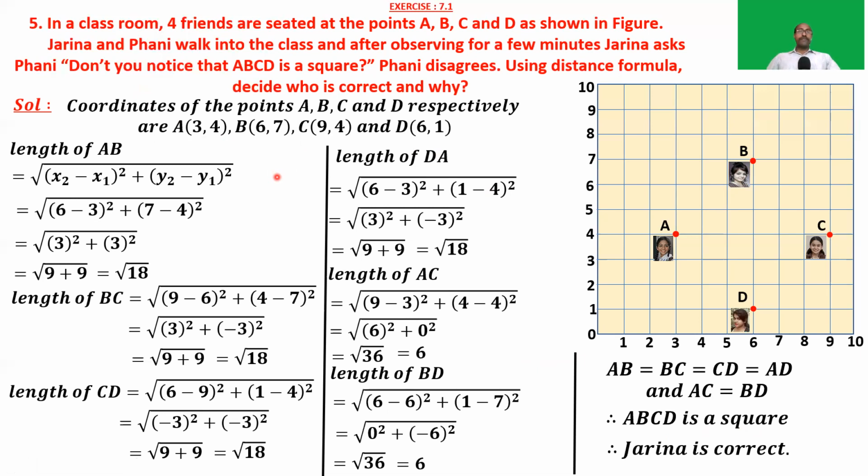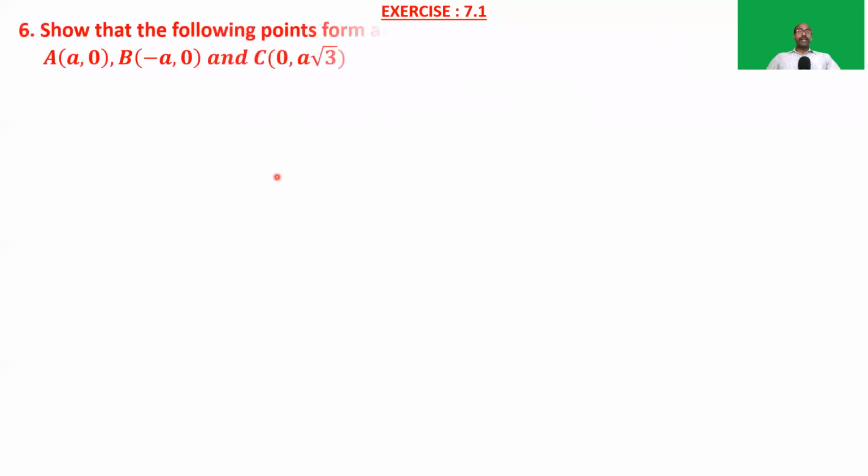So next problem. Show that the following points form an equilateral triangle. The points are given as A(a, 0), B(-a, 0), and C(0, a√3). To show that ABC is an equilateral triangle, we have to show that all the sides are equal, that is, AB = BC = AC.